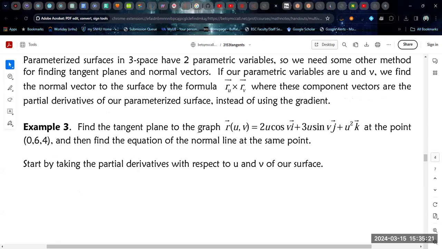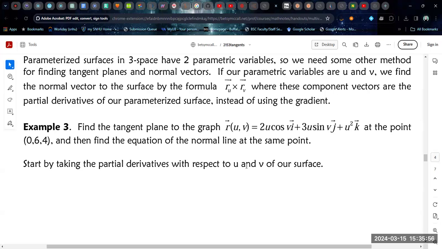So we want to find the tangent plane to the graph given in this form, and then at this point. Now, this point is x, y, and z coordinates, and we may have to find what values of u and v we need to obtain this point in the original function in order to evaluate our vector, see which direction it's pointing in. So just be aware, this is not uv values. This is x, y, and z values.